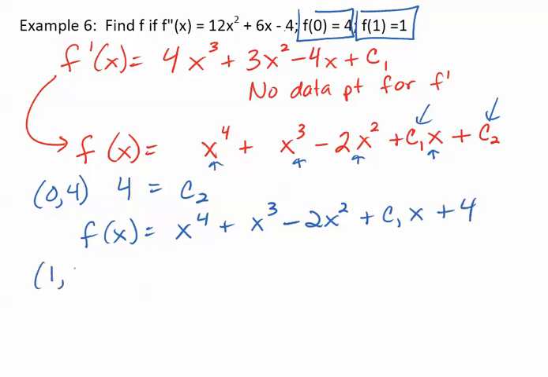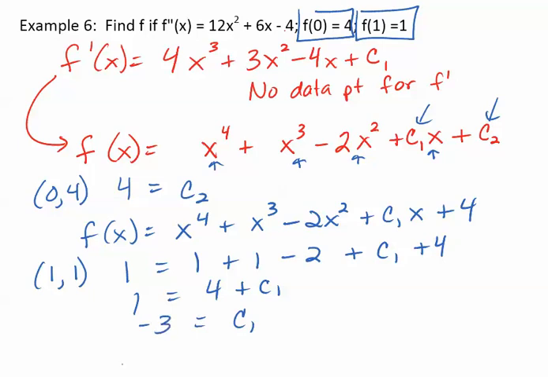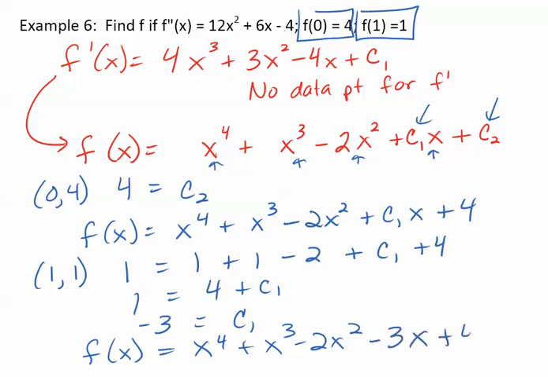We know that when x is 1, y is 1. And that's a pretty simple equation. On the right hand side, it looks like we have a 4 plus c1. So c1 is negative 3. And now we know our function, x to the fourth plus x cubed minus 2x squared. And now our c1 we now know is negative 3, so that goes in front of the x.